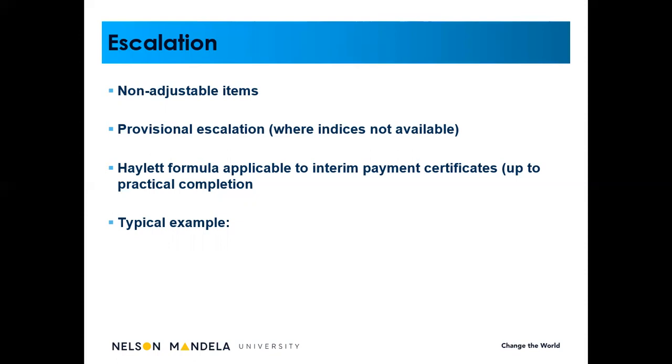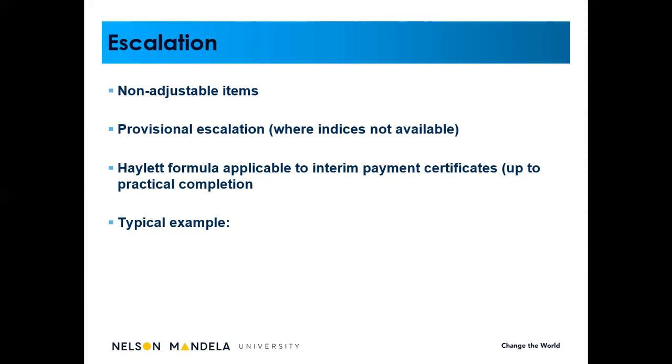Then the contract also makes provision that irrespective of whether there are no indices available, we need to make use of the latest available indice to determine escalation. So we can't argue and say, well, we don't have the indices for this specific month because it has not been supplied by the Department of Statistics or Statistics South Africa. If there's no indice available for that specific month, you'll use the latest available indice and then calculate escalation. So you have to pay the contractor provisional escalation.